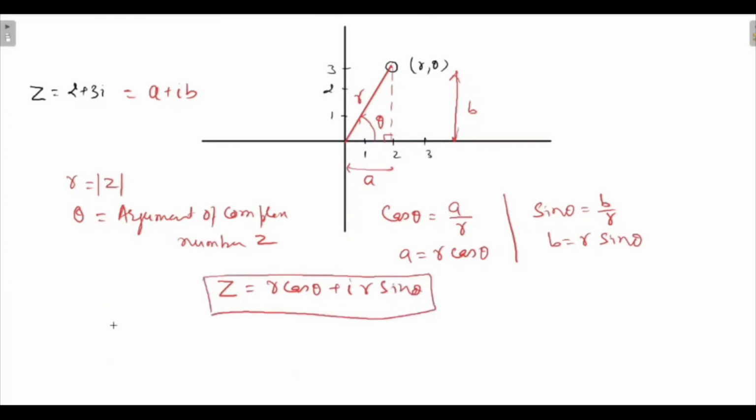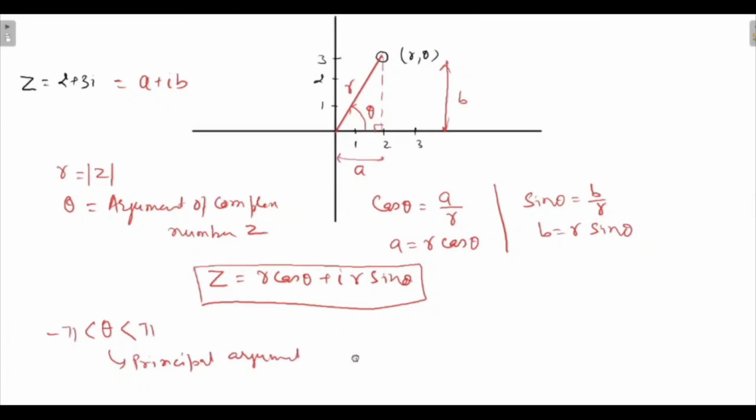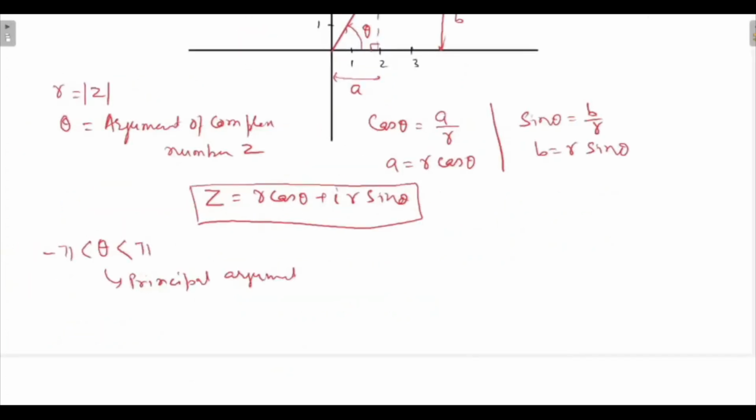The only thing which you have to remember here is that theta is going to be between minus pi to pi. This is called the principal argument. The principal argument is going to be between minus pi to pi. And basically, how do we define theta?